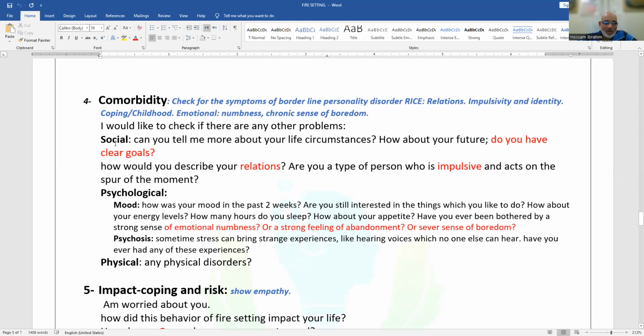So you want to ask about the comorbidity. We know that the comorbidity is biopsychosocial. Social: can you tell me more about your life circumstances? Do you have any clear goals? This is identity. What about your relations? So we are scattering the questions about the borderline while we are asking about the biopsychosocial. Are you the type of person who is impulsive and acts on the spur of the moment? So this is the social part of the comorbidity, and while we are asking about the social part, we are putting questions related to the borderline.